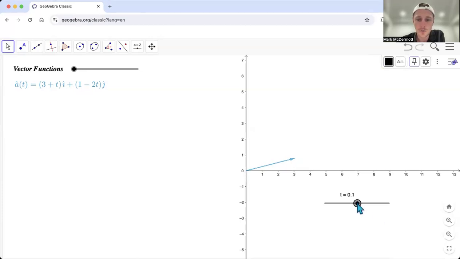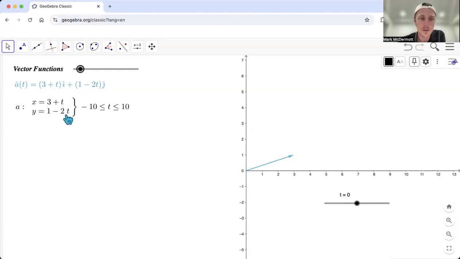Okay, if we were to express that vector in a different format, you could say that x is equal to 3 plus t, your x coordinate is equal to 3 plus t, and your y coordinate is equal to 1 minus 2t. And then this is just saying I've set the slider between -10 and +10 for t.